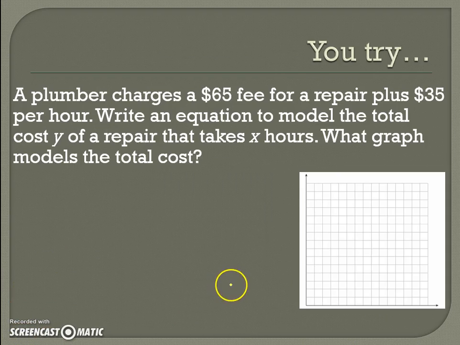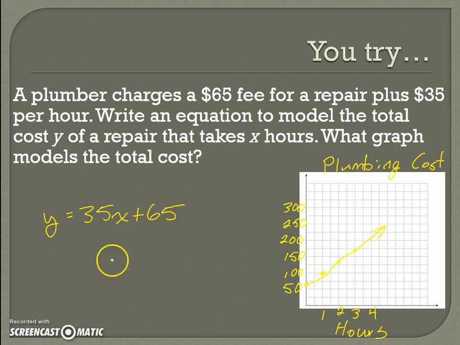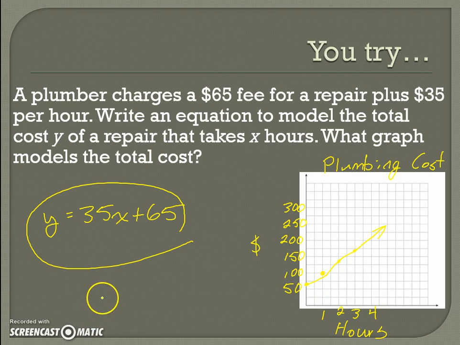Here's one for you to try. Go ahead and pause. The answer will be up in 3, 2, 1. All right, so here's what I got. There is my equation right here. And then my graph looks something like this. So this is the cost right here, or the money that you charge per hour. So hopefully you got that. If not, double check your work.